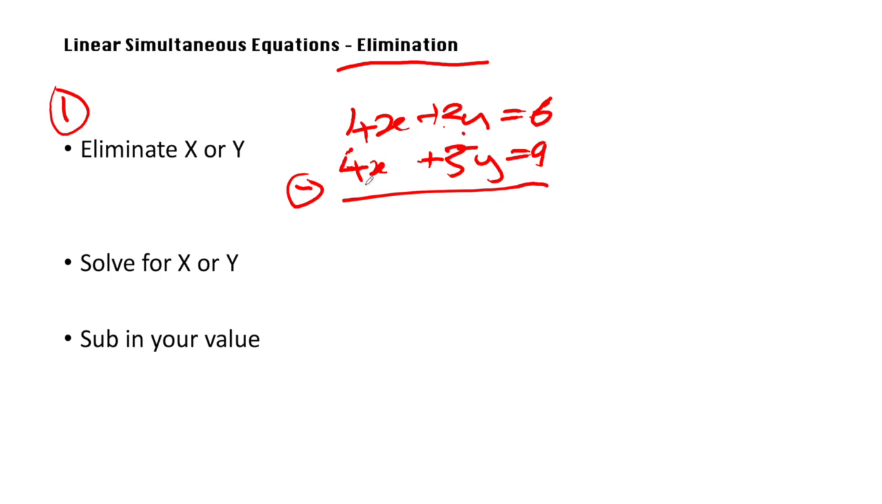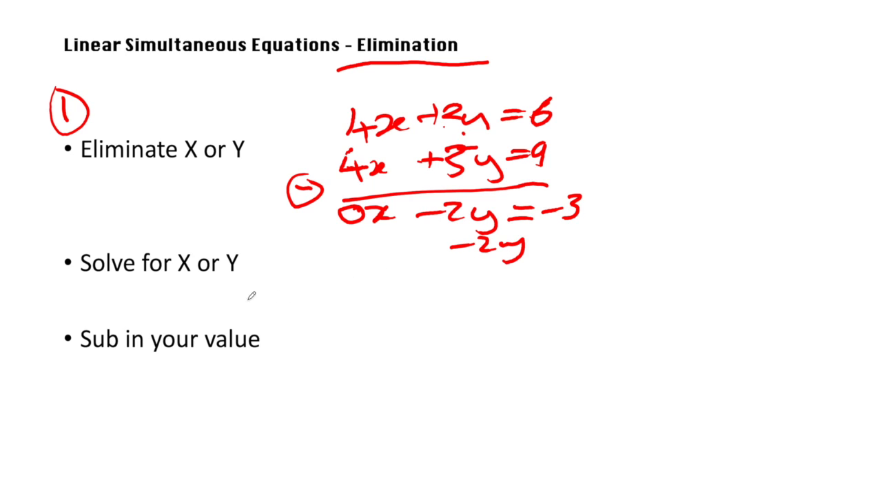The way you'd start this one, the first step would be to take away 4 from 4 to eliminate that x, because that means then you only have y and you can solve that equation. So here you'd get 4 minus 4 equals 0x, plus 3y minus 5y equals minus 2y, and then 6 minus 9 equals minus 3. So then that means you've got minus 2y.